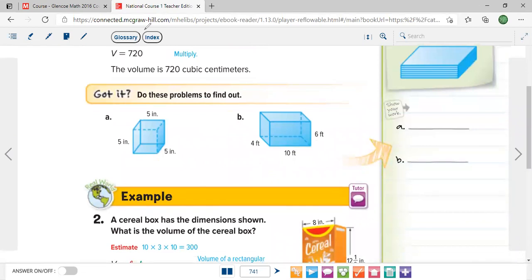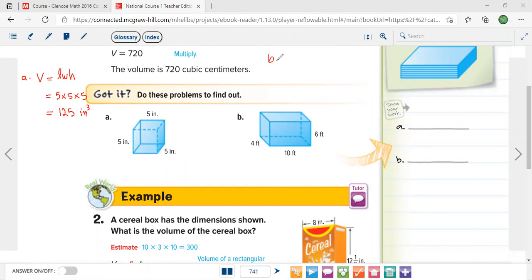Let's solve problem A together. We need to find the volume. So for problem A, V for volume equals length times width times height, equals 5 times 5 times 5. 5 times 5 is 25, by 5, 125 inches cubed. In volume, we use cubic units.